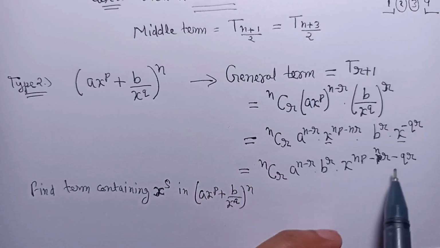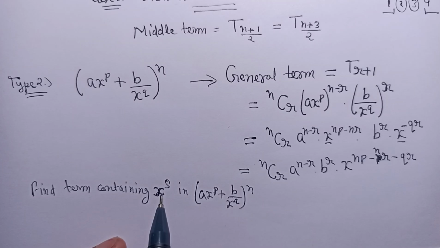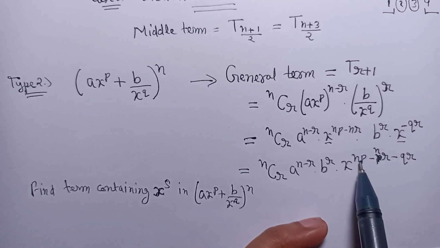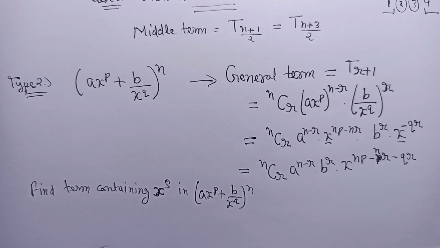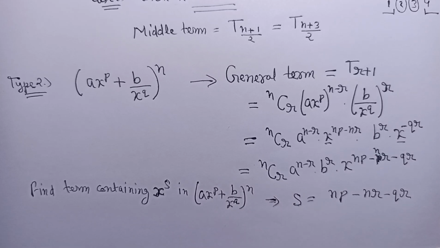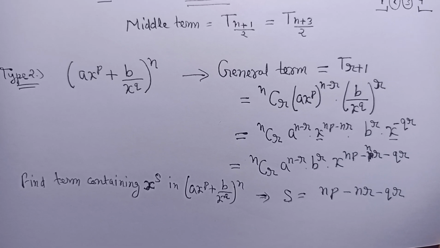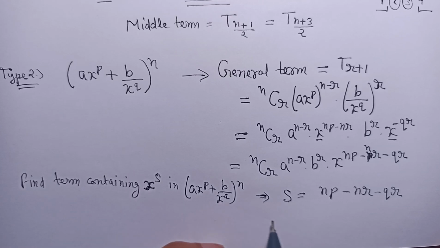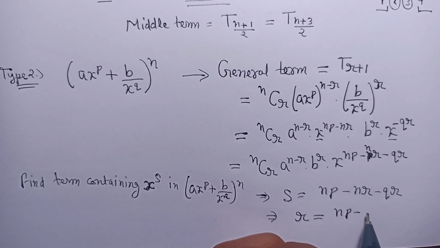You know the general term is this one, and you need the term containing x power s, and you have x power this much in the general term. So eventually s should be equal to this expression, that is np minus nr minus qr, correct? After that you can conclude that there is a term containing x power s. So with this relation you will get the r value. After simplification you will get r equal to (np minus s) divided by (p plus q).